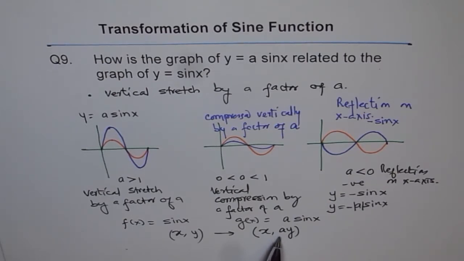Of course, if a is less than 1, instead of stretch it will be compressed. When you multiply anything by 0.5 or 0.2, it becomes smaller. So we say in that case compressed vertically by a factor of a. Anyway, it's a multiplication factor. And if it is negative, then it gives rise to reflection. Correct? So that is how you can see it, right?